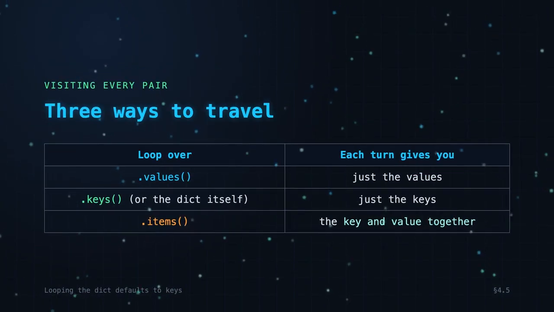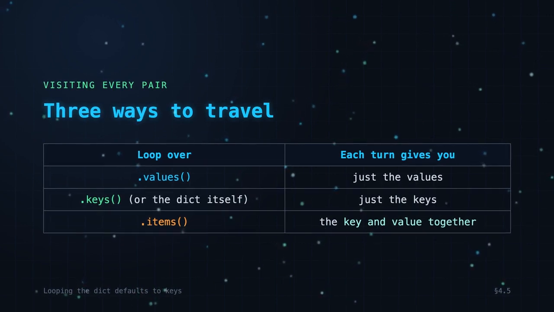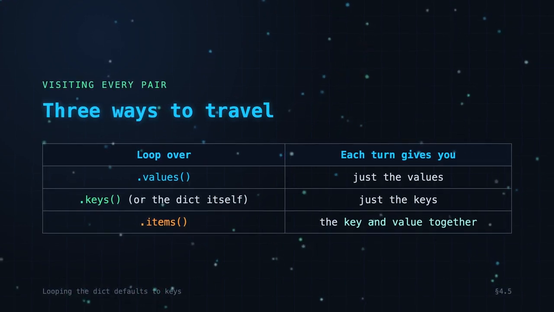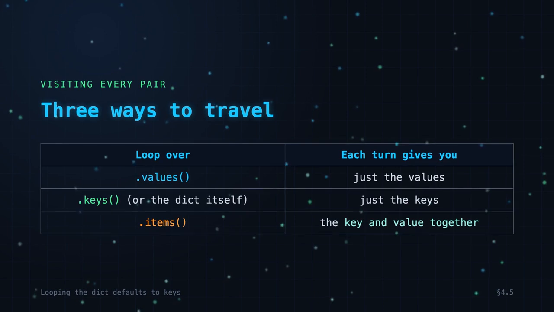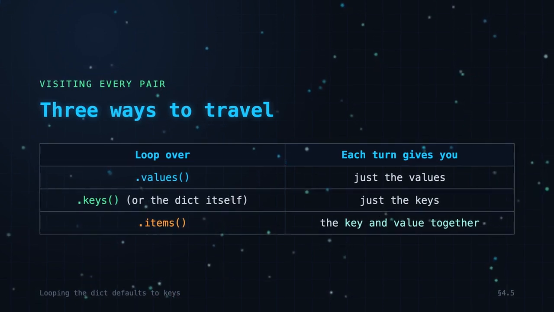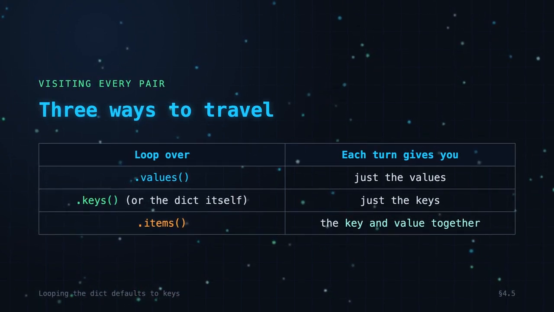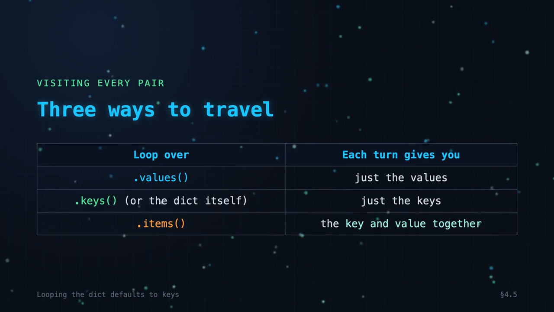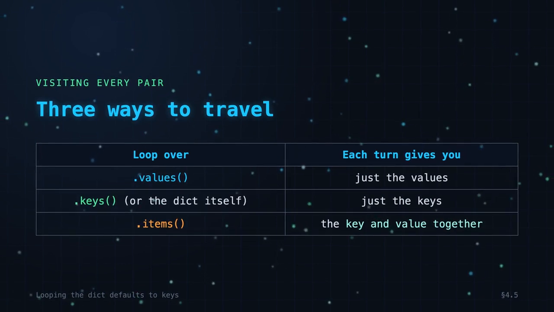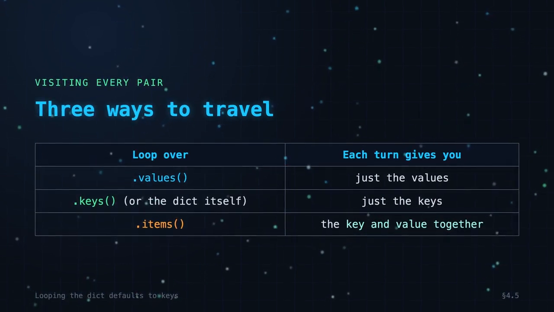Often we want to visit every pair. Python gives us 3 handy views for that. Loop over values to see just the values. Loop over keys to get the names, and looping over the dictionary itself does the same, defaulting to keys. Best of all, loop over items, and each turn hands you the key and the value together. 3 ways to travel, depending on what you need.